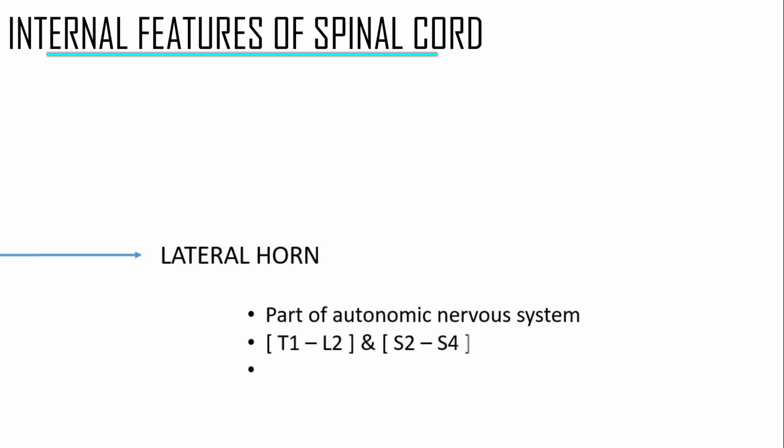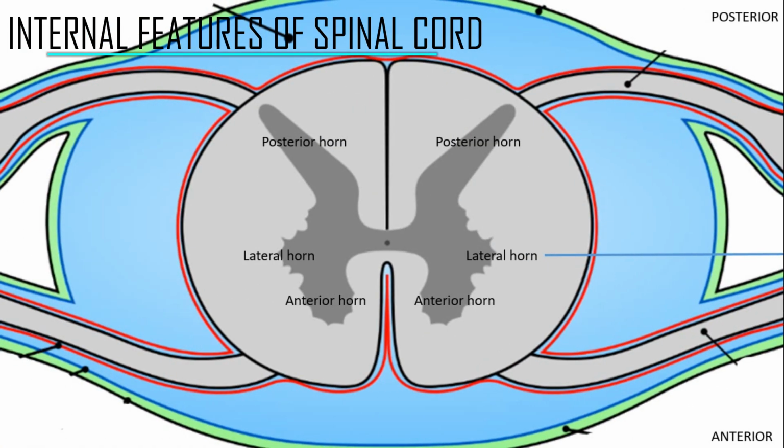This is an additional horn for the supply of the viscera. This horn is also a part of the autonomic nervous system. The dorsal horn comprises sensory neurons that come in through the posterolateral sulcus, while the ventral horn has motor neurons that innervate the skeletal muscles, going to the respective organs through the anterolateral sulcus.